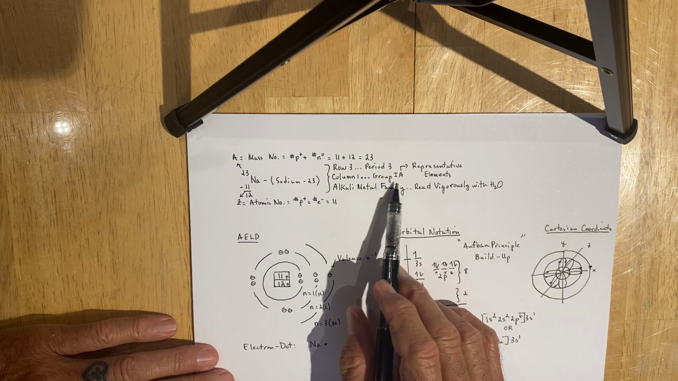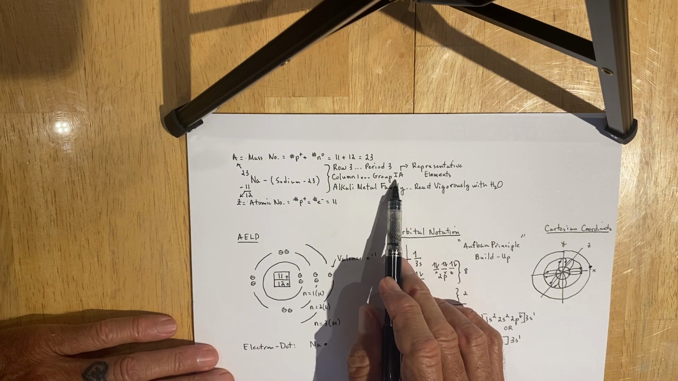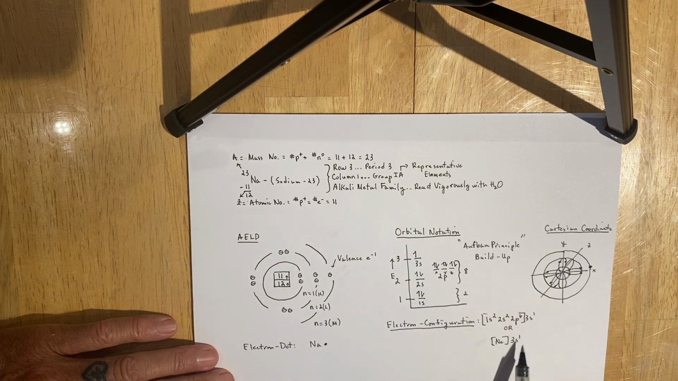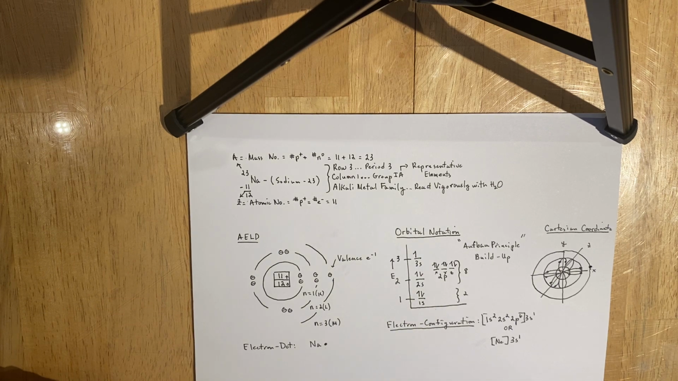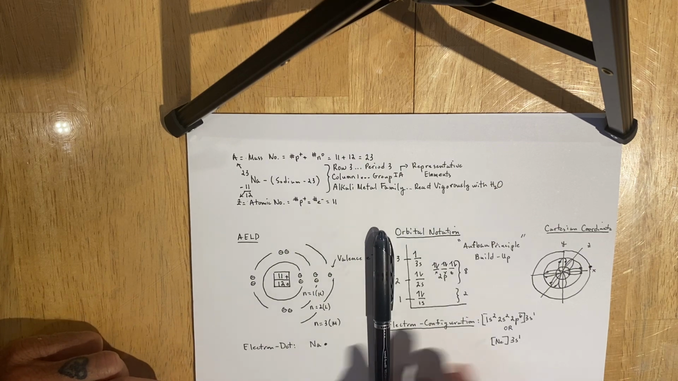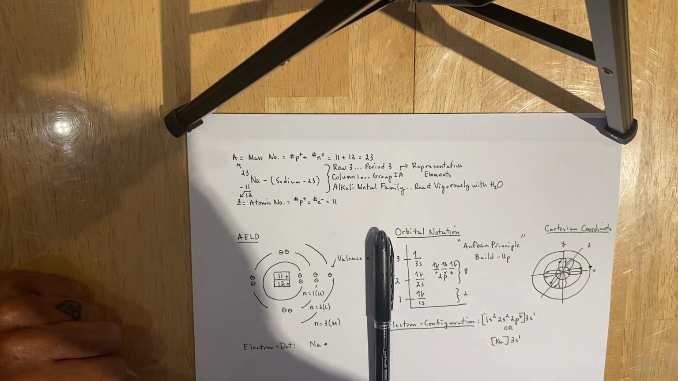which clearly illustrates why sodium is in column 1 and group 1A, because it's got one valence electron in its highest occupied S or P sublevel. The next element we're going to take a look at would be magnesium, which is the neighbor to sodium.